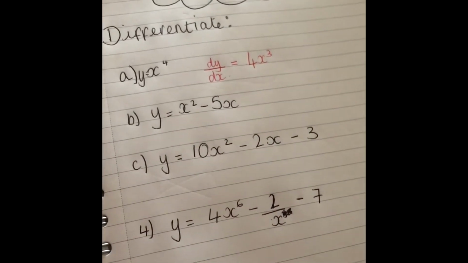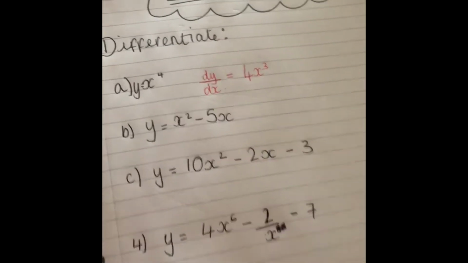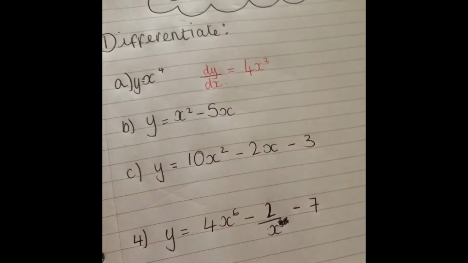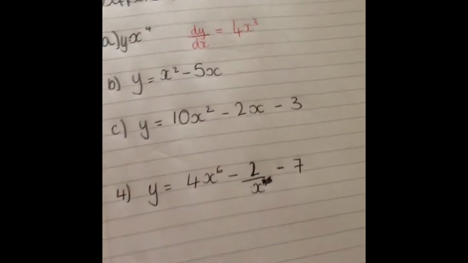So if I was asking you to find the gradient at the point where the x coordinate is 7, you'd simply substitute 7 into x there and do 7 cubed times 4.